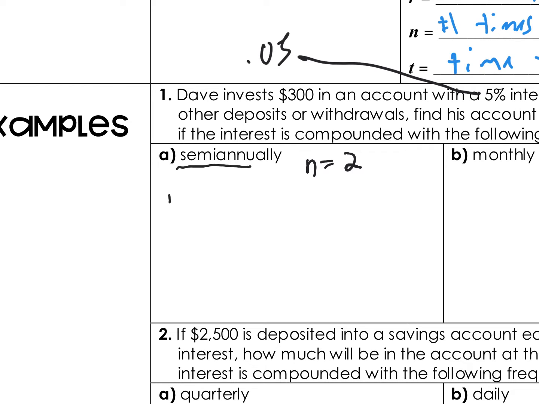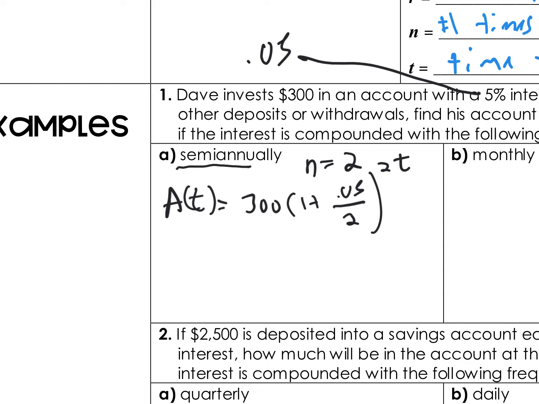I always like to do one formula with the T. A of t will equal, we're putting in $300, and it's definitely a growth. 1 plus my 0.05 divided by, what's my n? 2. Raised to the 2t power. Notice again, this has a t, so there should be a t up here. Sometimes I get lazy and I just do it all in one step, but I'm trying to show you the difference between having an equation and then using the equation.